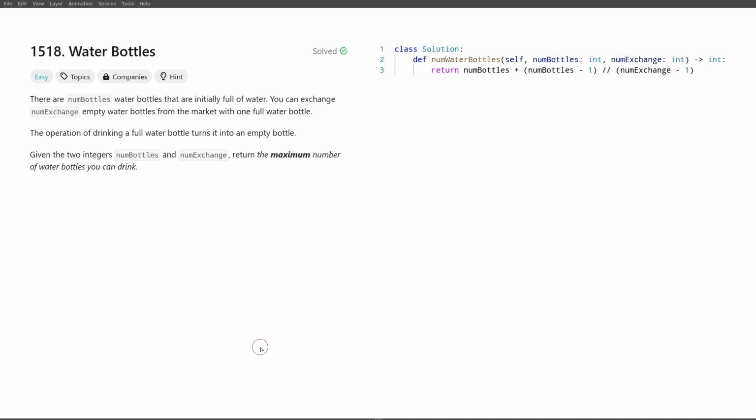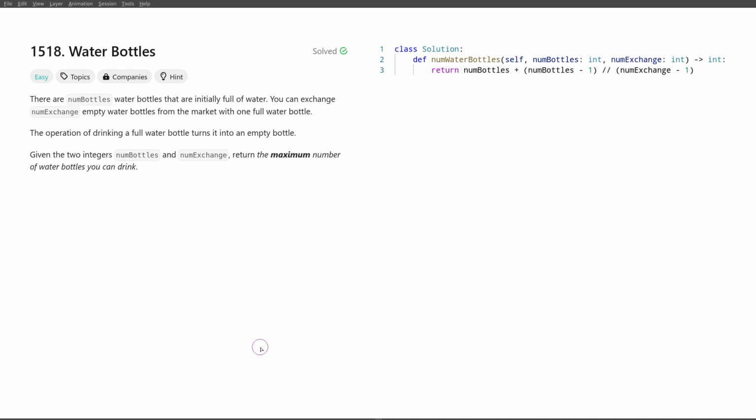And the trick is that if we have num-exchange bottles that we've drunk from, so num-exchange empty water bottles, we can trade them in, and in return we get a single full water bottle that we can drink later. So in essence we drink water from some bottles, we get some empty bottles, we can trade them in for another water bottle, and we want to drink the maximum amount of water.